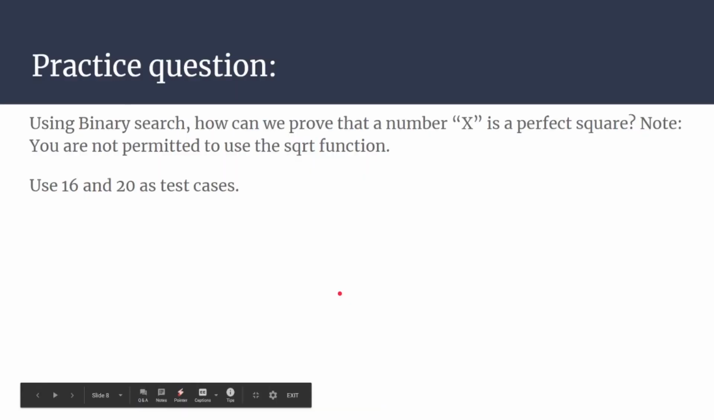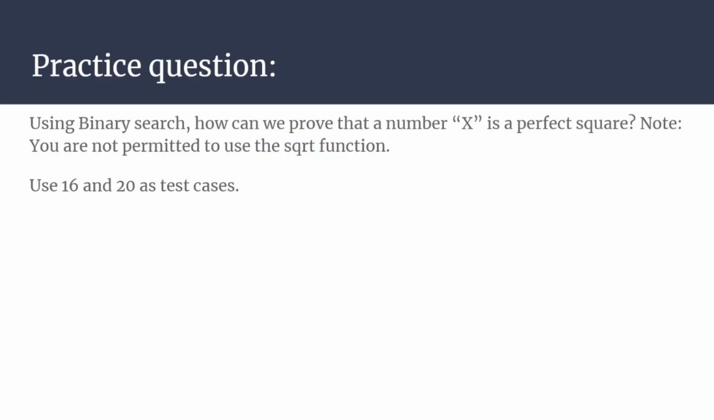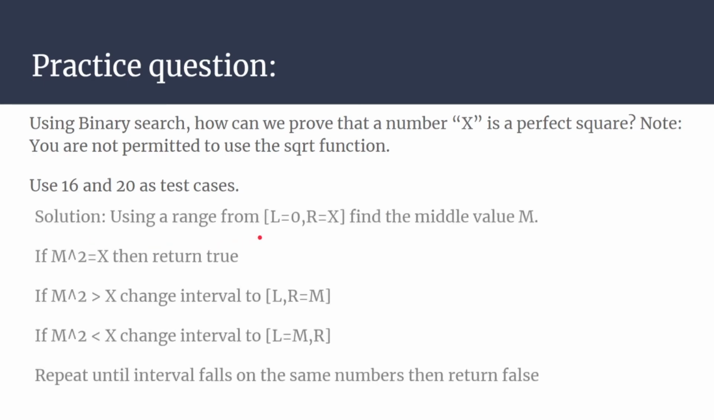So, the practice question. Using binary search, how can we prove that a number x is a perfect square? Note that you are not permitted to use the square root function. Use 16 and 20 as test cases. So pause the video, think about it, and then play it when you want to hear the answer. All right, so here's the solution.